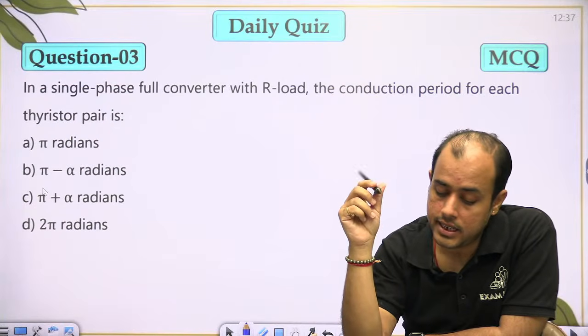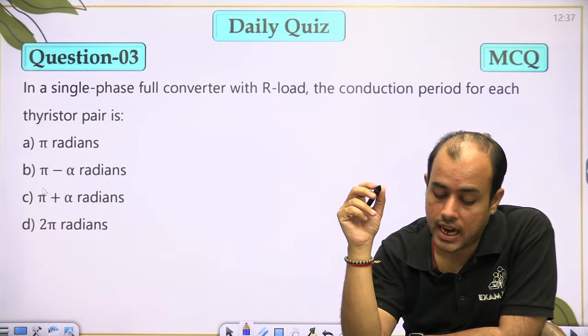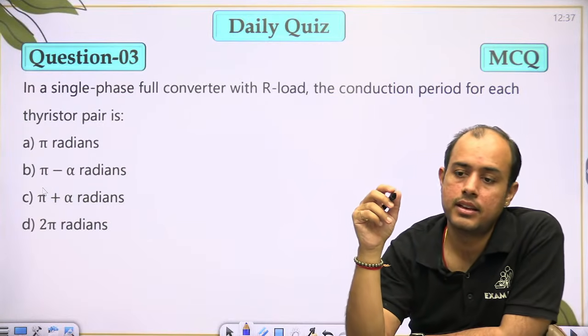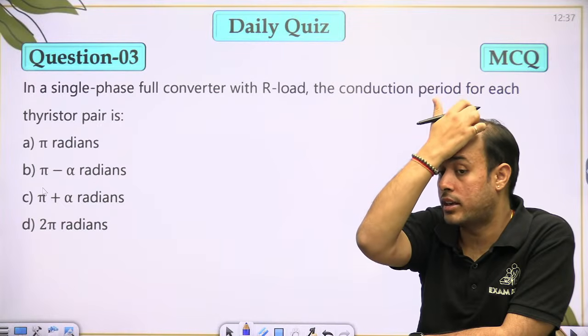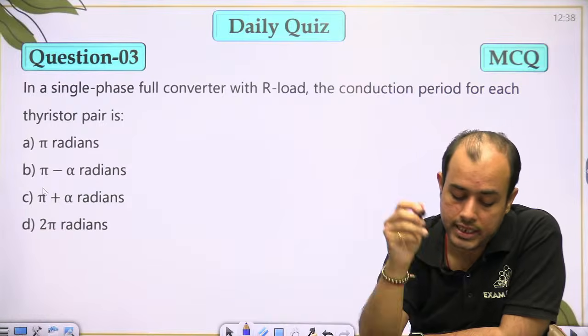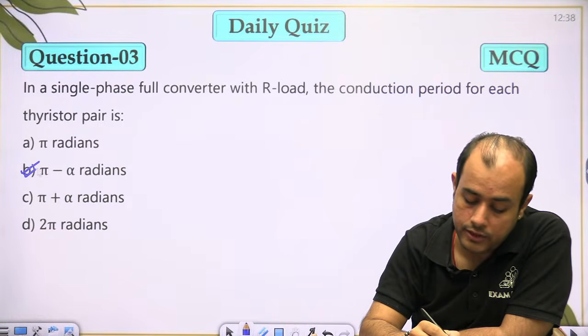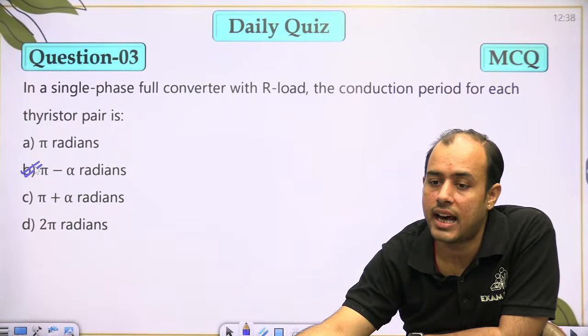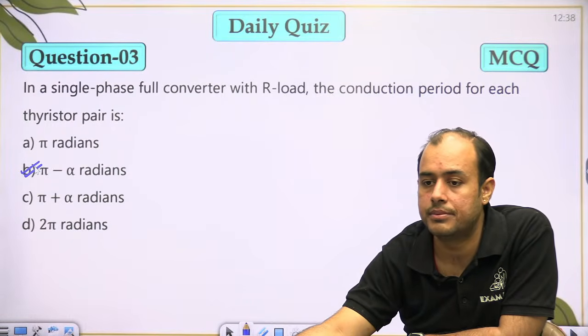Next, in a single phase full converter with R load, the conduction angle for each thyristor pair is, if it is a R load, what is gamma? R load के लिए gamma क्या होता है? Pi minus alpha. For highly inductive load, it is pi. For R load, it is pi minus alpha.